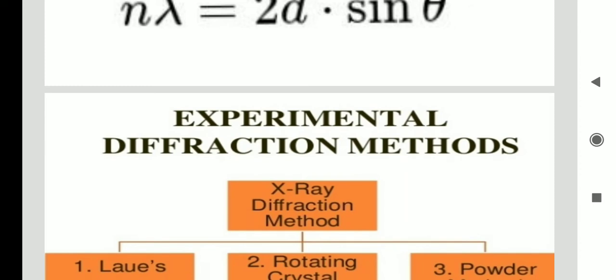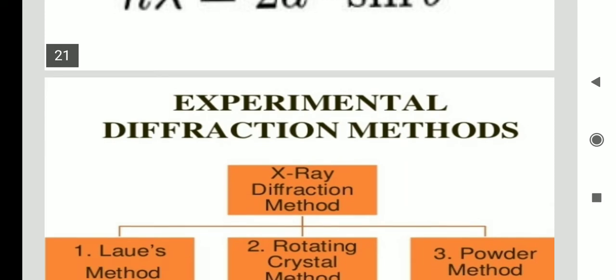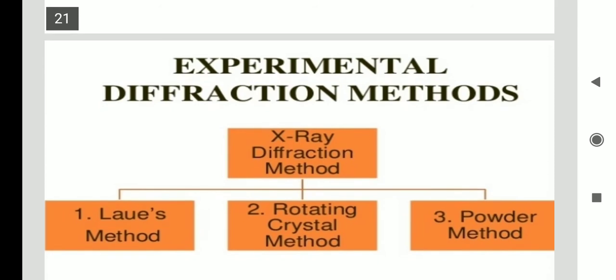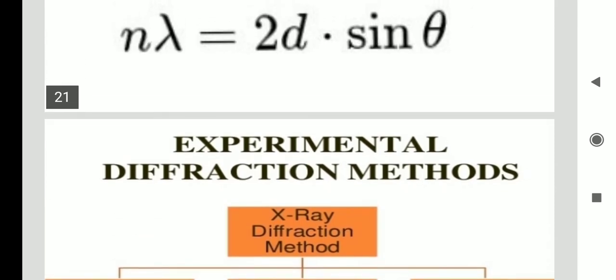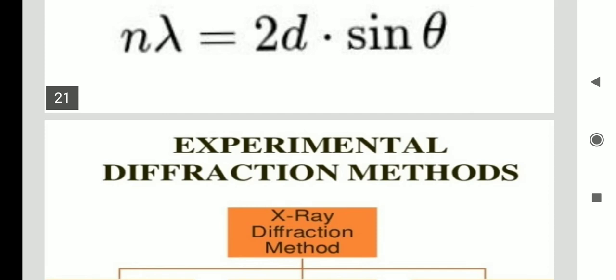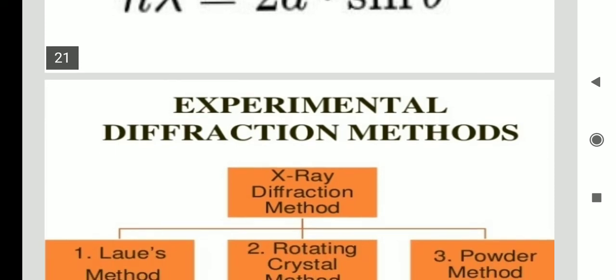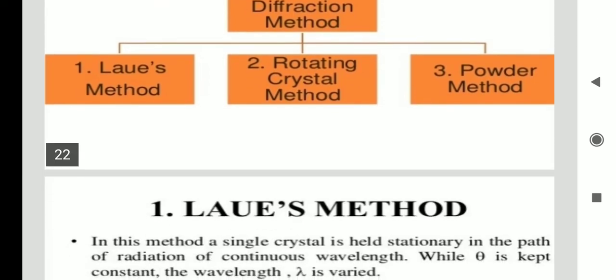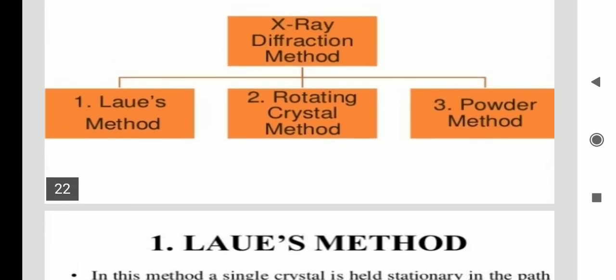Over. So now the experimental methods for diffraction. Right now we talked about the Bragg statement. Now we are going to talk about diffraction methods. So what are the diffraction methods? There are three diffraction methods: Laue method, rotating crystal method, and powder method.